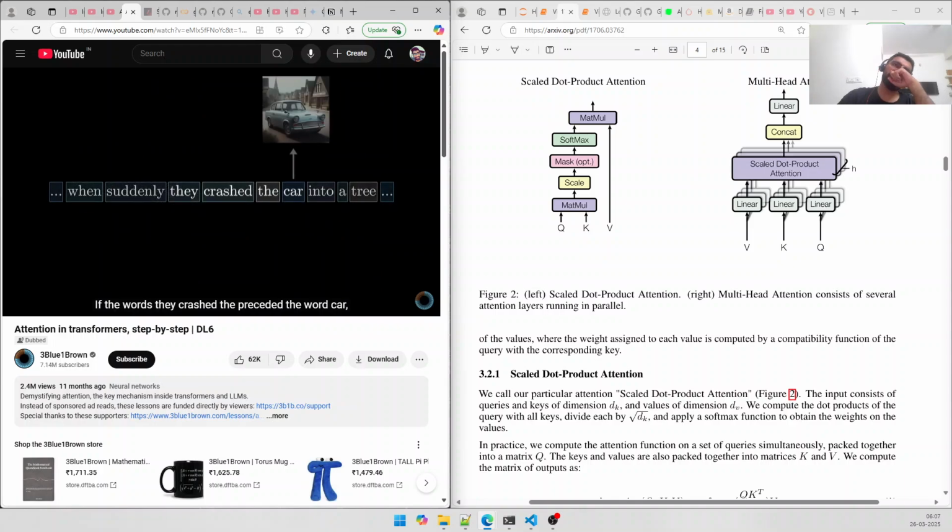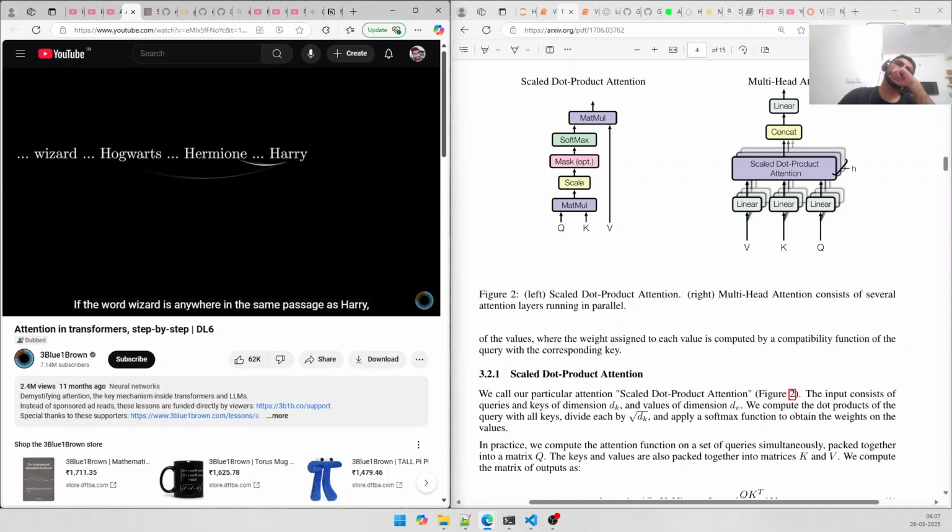If the words "they crashed the" preceded the word "car," it has implications for the shape and the structure of that car. And a lot of associations might be less grammatical. If the word "wizard" is anywhere in the same passage as Harry, it suggests that this might be referring to Harry Potter.